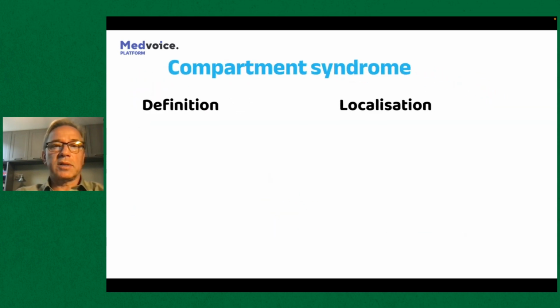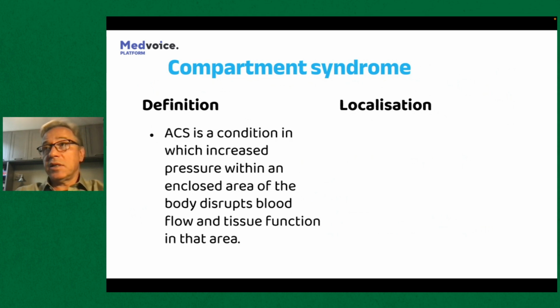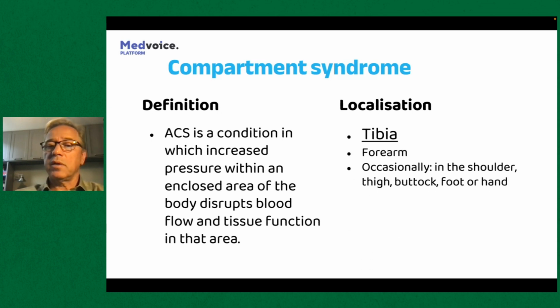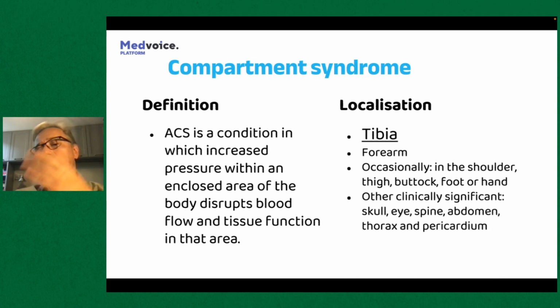Right, so let's look at this syndrome. What's the definition of it? It's the condition of increased pressure within an enclosed area of the body that disrupts the blood flow and tissue function in that particular area. The most common site is the tibia. Tibial fracture is the most frequently occurring. Forearm sometimes, occasionally the shoulder, thigh, buttock, foot, and hand, and occasionally skull, eye, spine, abdomen, thorax. It could be abdominal compartment syndrome, but it's very rare, a lot rarer than the tibial.